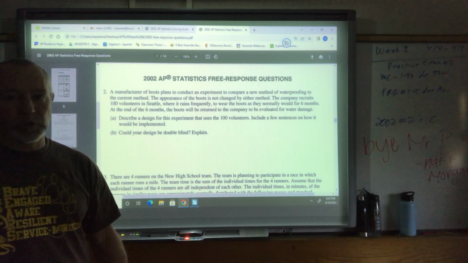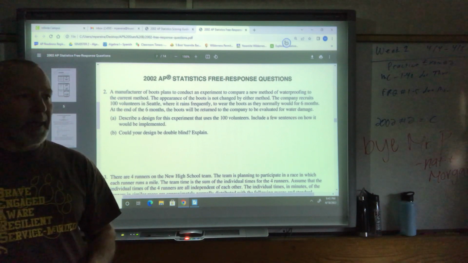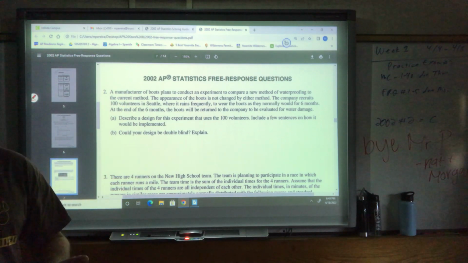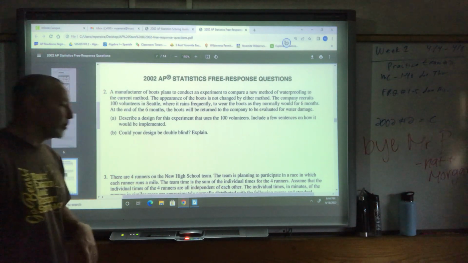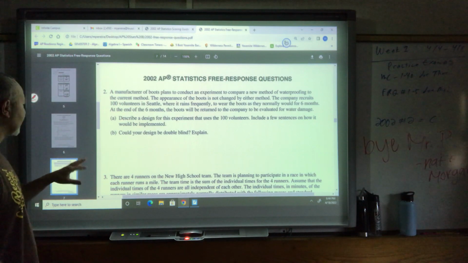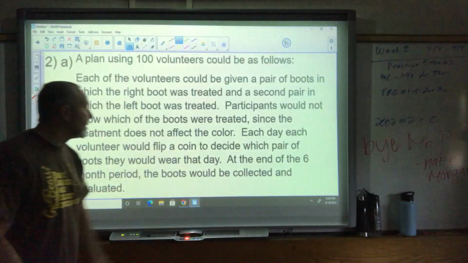The people wouldn't know which ones they're wearing, okay? And by wearing a right and left, each boot would have the exact same wear as the other boot, the treated or the non-treatment. So that is my plan. It involves a lot of good things there. Let's see what I wrote here.